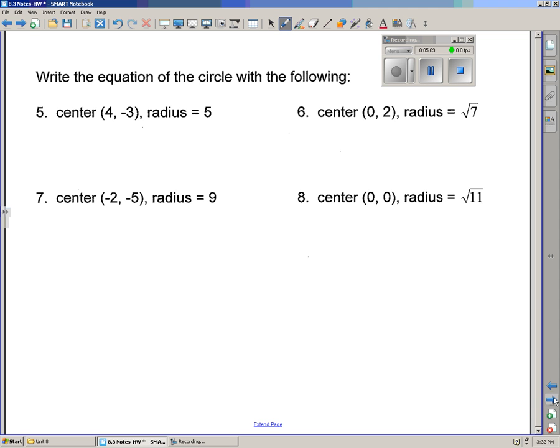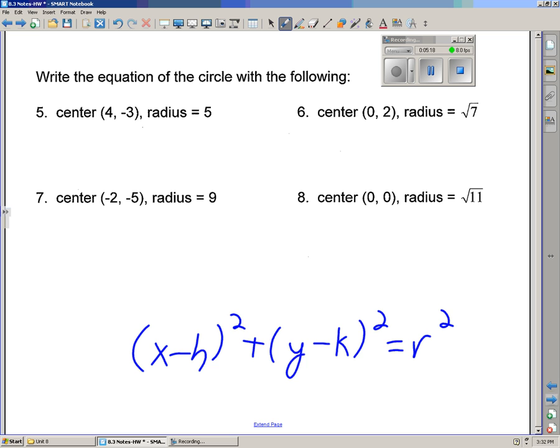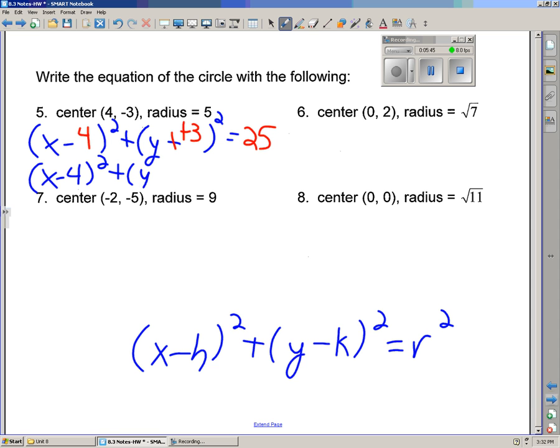Don't forget, all equations are in this form: x minus h squared plus y minus k squared equals r squared. So we know it's going to be x minus something squared plus y minus something squared equals, well, let's dump in what we know: x minus 4 squared, y minus negative 3 squared. Well, this really becomes a positive, equals 5 squared, which is going to be 25. So simplified, to make this look a little bit nicer, x minus 4 squared plus y plus 3 squared equals 25. Here's the equation that you want.